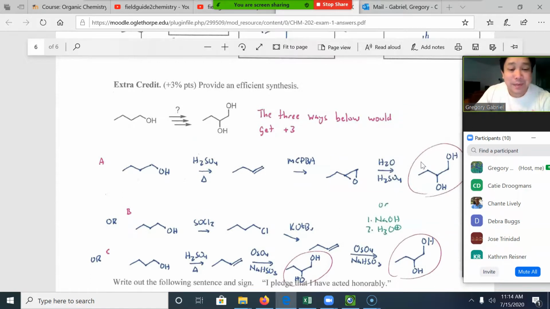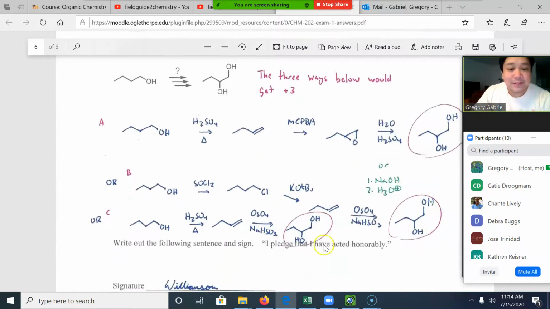Here, the extra credit, there are multiple ways. I think actually the best way is this one at the bottom, 2 reactions. Okay. I accepted the one with 3 reactions because here you're using an epoxide, which I was actually initially trying to make you guys use.